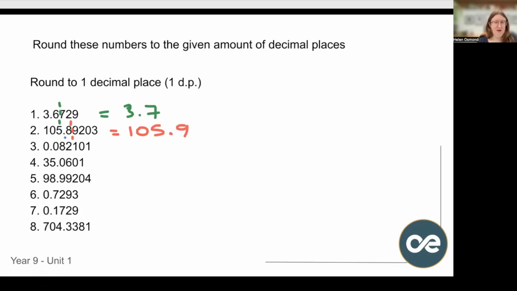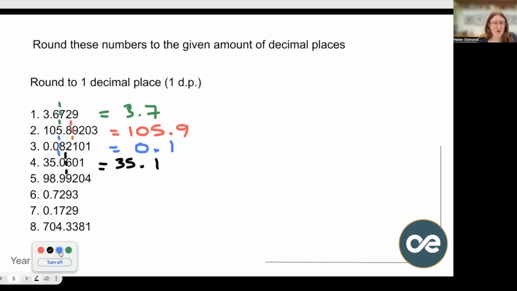Let's go for this one. Here is 1 decimal place, so be careful. But looking at this side, am I closer to 0.0 or 0.1? I'm closer to 0.1. Next one then, 1 decimal place is going to be here. So this is 35.1, because I'm closest to that.